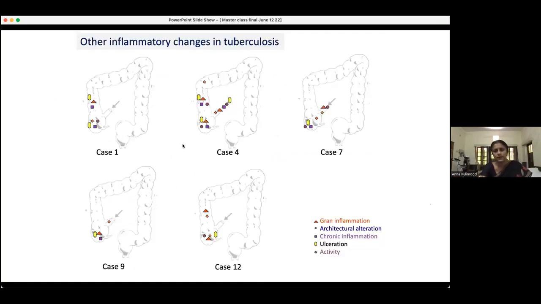Other inflammatory changes, again, we plotted in each case all the different changes. The red triangle is the granuloma. So you see in tuberculosis, wherever the granuloma is located, you have other changes. And in the adjacent segment, so here from the ascending and cecum. Here again, granulomas are in these segments, and that is where all the other inflammatory changes are, the rest of the bowel is spared. Here, all these conditions are like that. Where the granulomas are located, you see architectural alteration, chronic inflammation, ulceration, and activity.